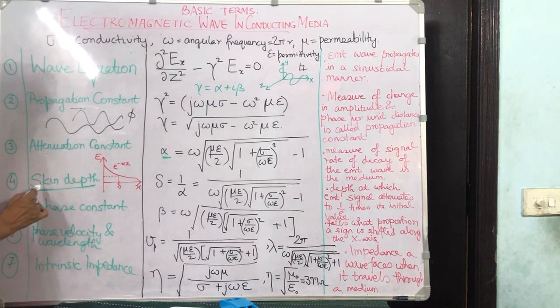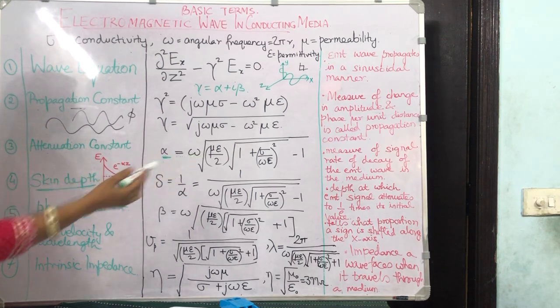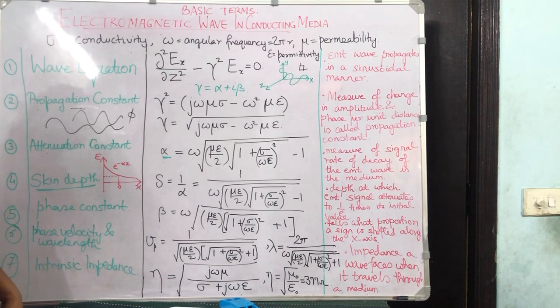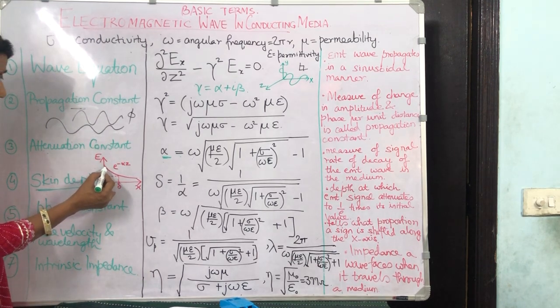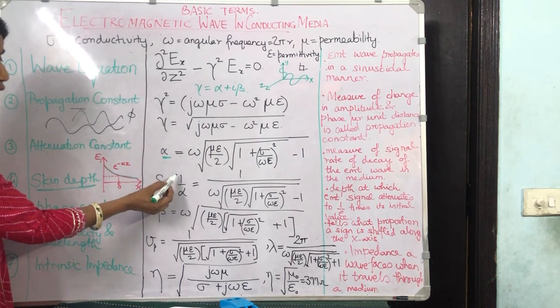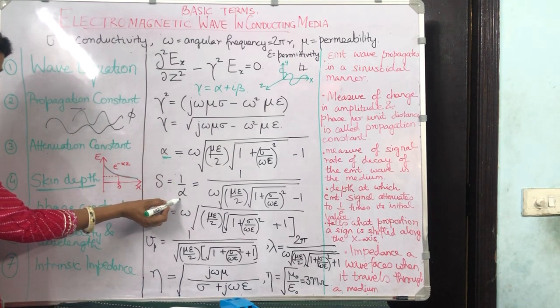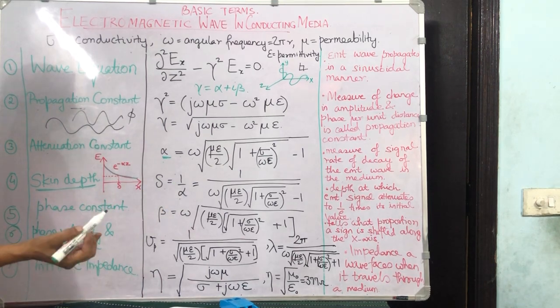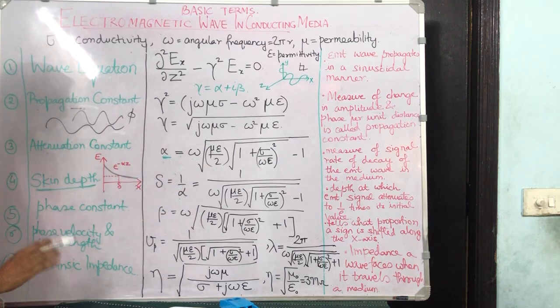Skin depth. Skin depth means the depth at which the EM signal is going to attenuate. Basically, it is 1 upon e times, that is, the exponential decay of its initial value. You can see exponentially the wave has decayed when it enters a media. So this is known as skin depth. It is equal to 1 upon attenuation constant, or the inverse of attenuation constant.